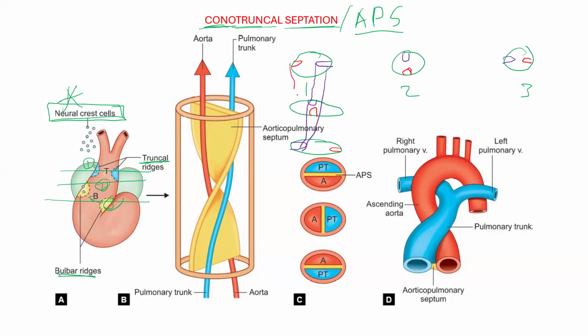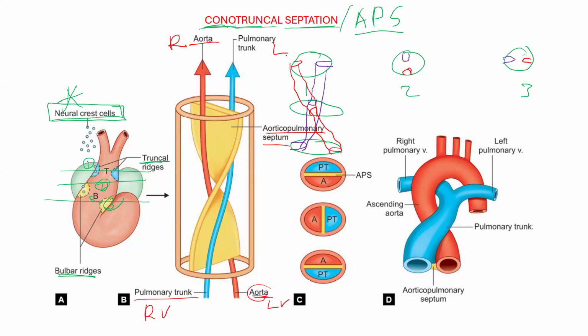What is the take-home message? Is that this septation occurs in a spiral fashion. What I'm trying to show here is that it occurs in a spiral fashion, as shown here. The aorticopulmonary septum, you can see it's a spiral fashion. Remember, the aorta comes from the left ventricle, but you can see the aorta is to the right here. Then the pulmonary trunk comes from the right ventricle, but it's to the left here.